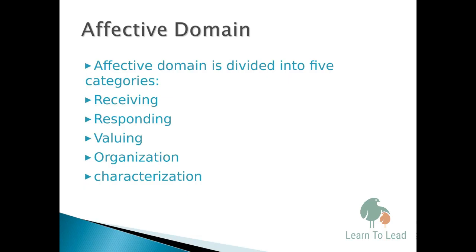Affective domain is divided into 5 categories: receiving, responding, valuing, organization, characterization. Let's delve into each category one by one.